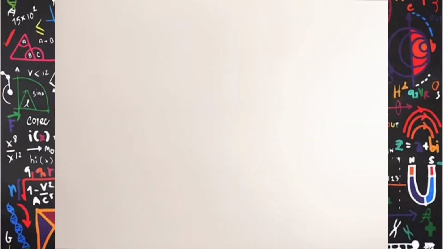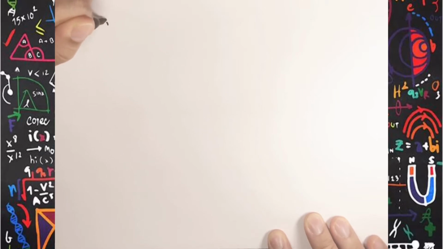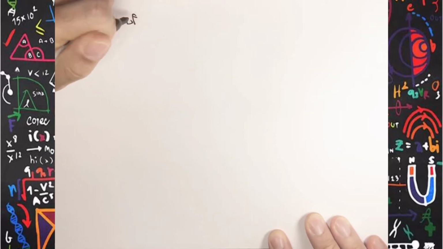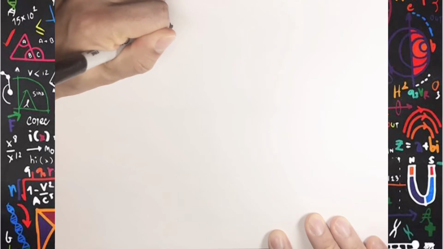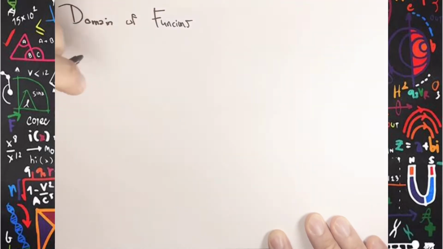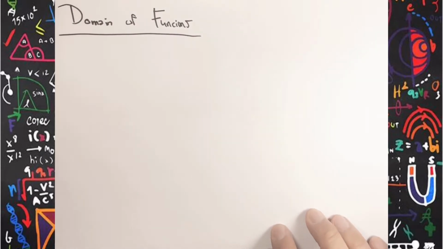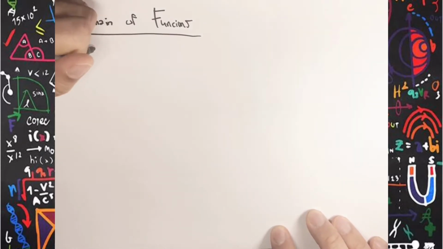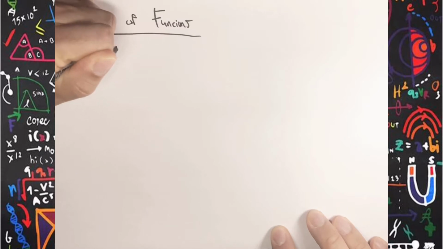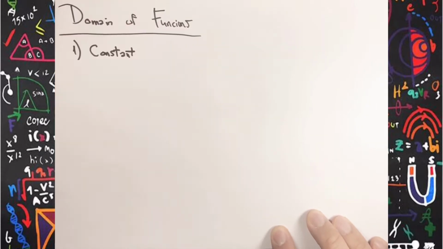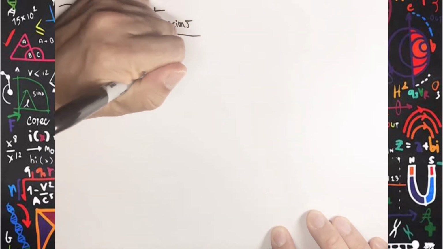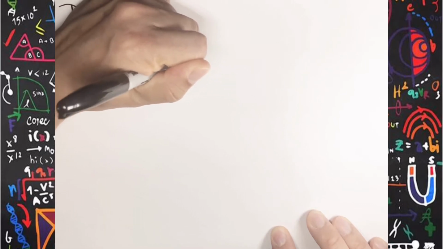Before moving forward, I want to do a very quick summary of domain and sketching of functions. For a more detailed explanation of this, you can look into khanacademy.org or other YouTubers who are more into the theoretical explanation of this topic. I'm going to be very brief, and I assume that you have some understanding of this area. So let's begin with constant functions.